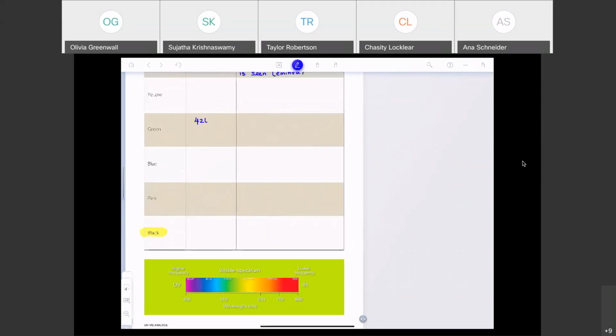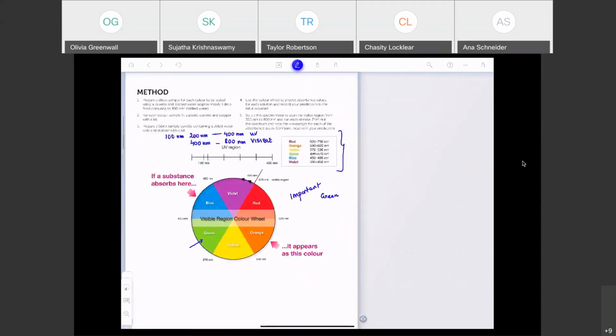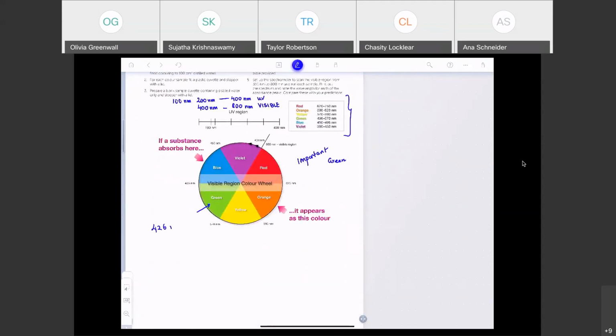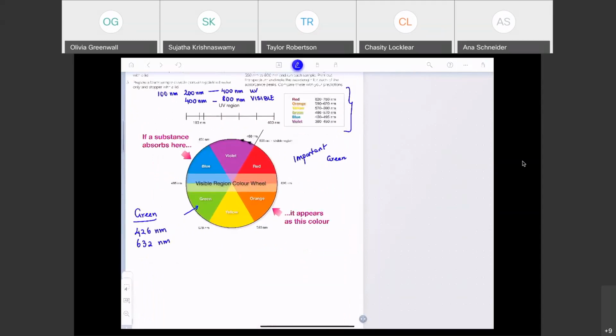426, 632. And then if you go back here, this is the one for green dye that we see. So the 426 comes in the violet region, and the 632 comes in the red region. So what we're going to see is it's absorbing in the violet region and the red region. So it's going to give out yellow and green. So it's not a true green. This green is going to be a yellow green.